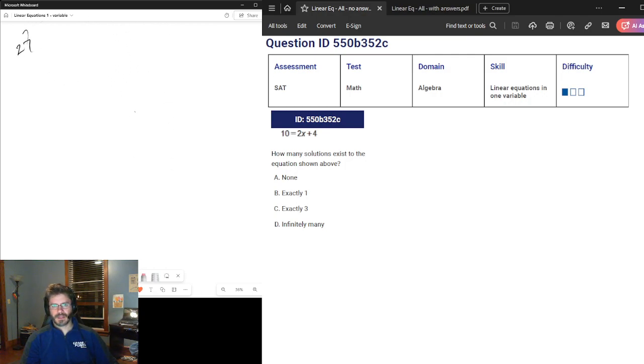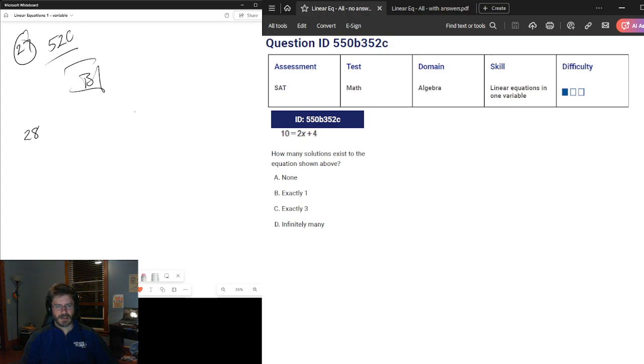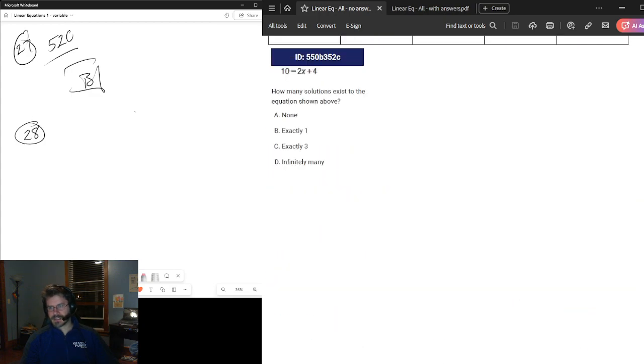27. Code 52C. Give it a shot before I explain. How many solutions exist? It's a linear function. There's only one solution. Like, it's not squared. It's not square rooted. So B. They didn't ask if it was an integer. They didn't give a restriction that it was positive or negative. They didn't say it couldn't be a decimal or a whole number or anything. All those are real numbers. All those are real solutions.